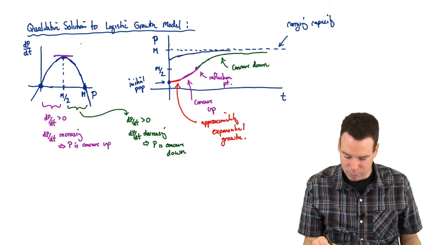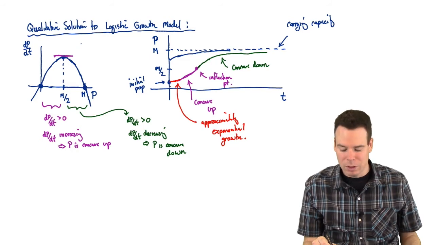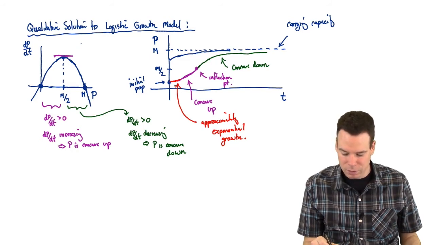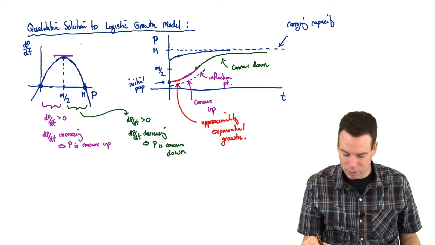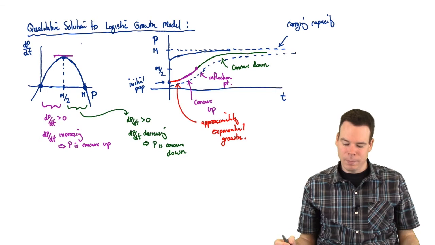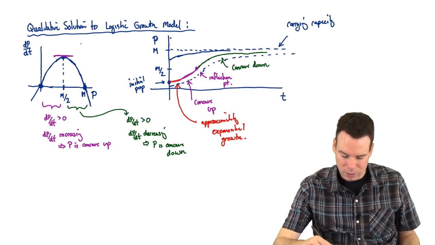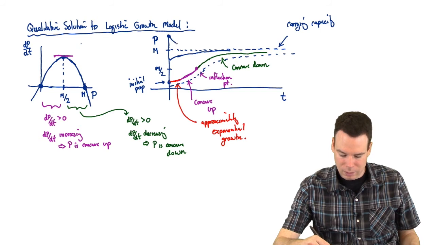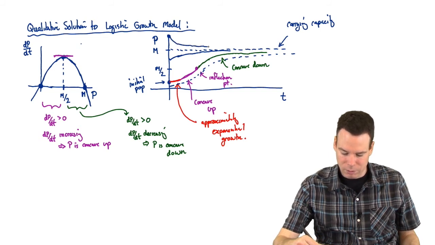If I started a little bit lower, it would be concave up for a bit until we hit an inflection point. So it would go something like this, hit an inflection point, and then approach the carrying capacity. What if I started above the carrying capacity? Then my solutions would have to come down to the carrying capacity here.